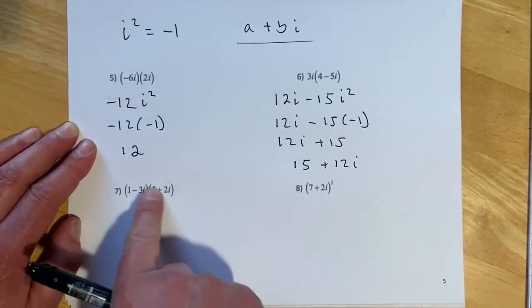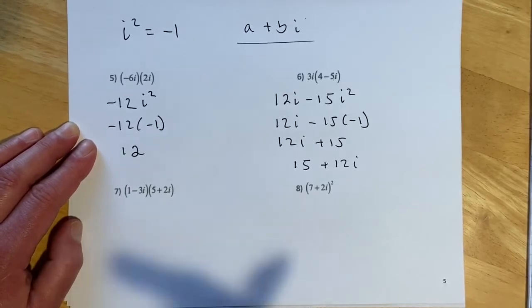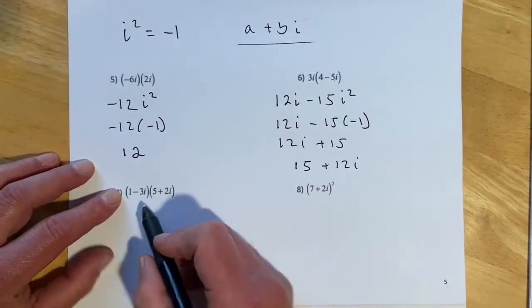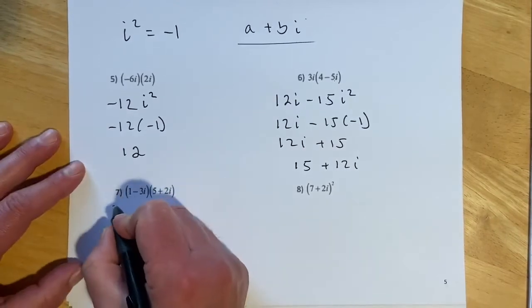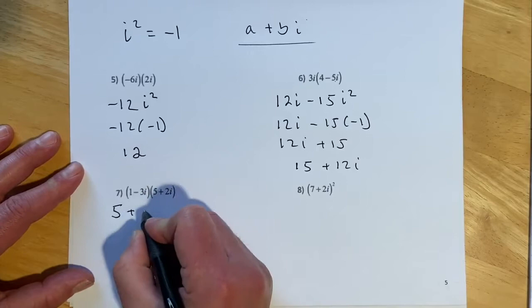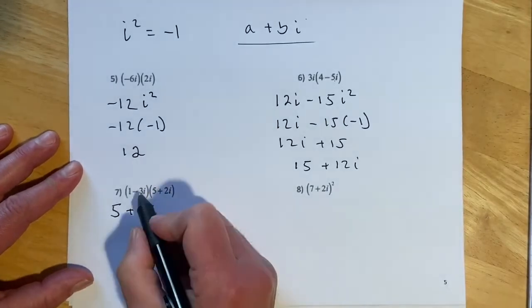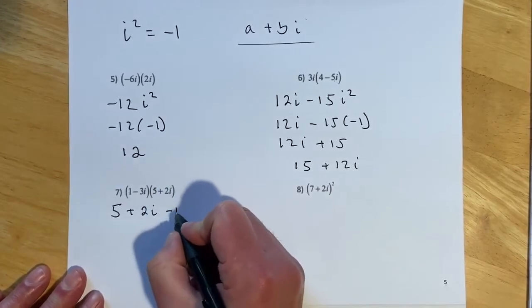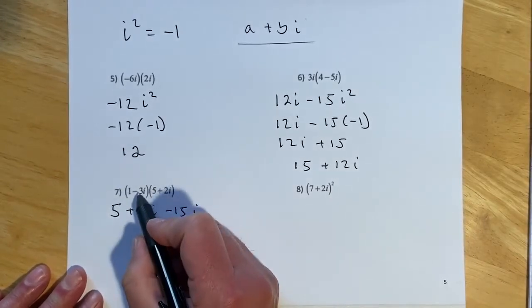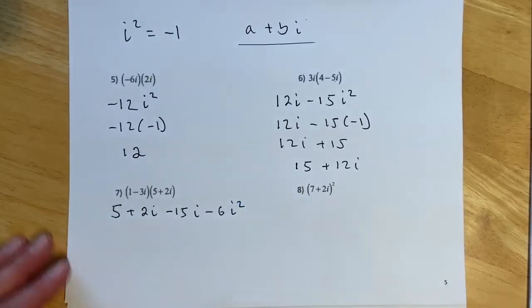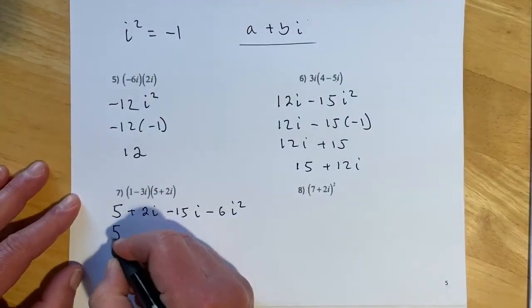This next one, if it makes you think FOIL, that's exactly right. That's what you do with it. So we'll just do out our steps. We'll go 1 times 5 is 5. And on the outside, we're going 1 times 2i, and that is 2i. And then same thing with the inside last. So -3 times 5 for -15i. And -3 times 2 for -6. And then i squared. So this will be 5.